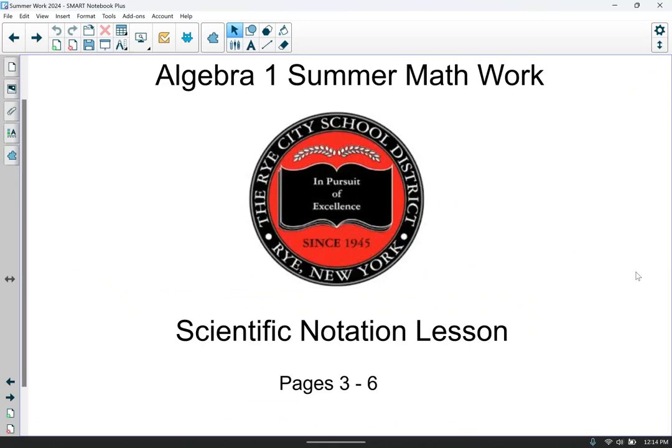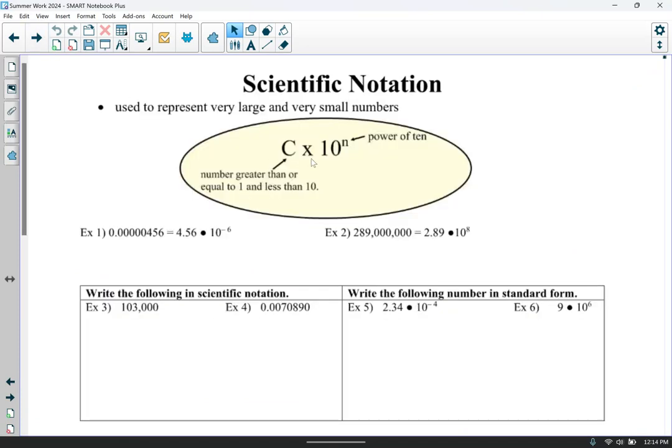This is our scientific notation lesson for the Algebra 1 summer math work. We should be starting on page 3 of our booklet, following along and taking notes. Scientific notation is a really useful topic in math and science overall.